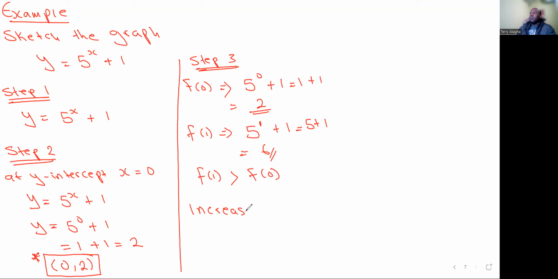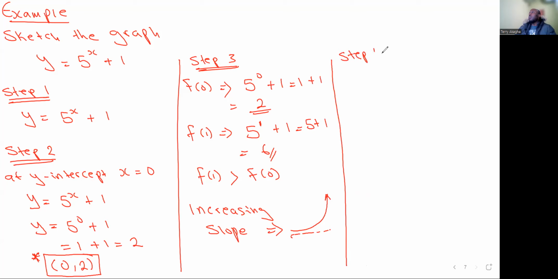Are you seeing it? It's going to be an increasing slope. And that means when you're going to draw the graph, you should be expecting the graph to look like this. Okay? You should be expecting the graph to look like that. Okay, so we're done with that. So let's go to the next one, step 4.